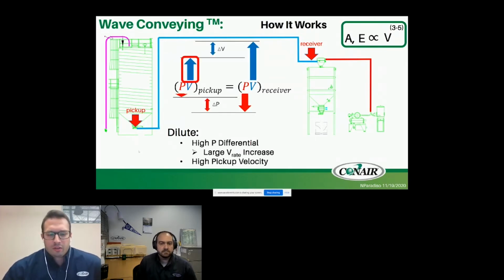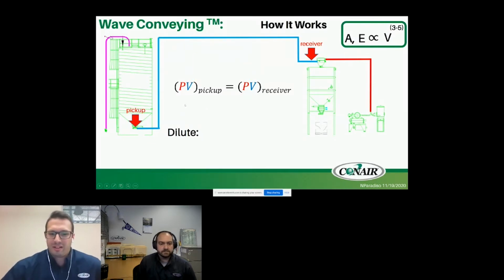But long story short, in dilute phase conveying there's a very high P differential. This equation is Boyle's law. We take a dynamic understanding of that. We apply a rate to both sides of the equation to balance it. So instead of pressure and volume, we're using pressure and volumetric flow rate at the pickup point must equal pressure and volumetric flow rate at the receiver.